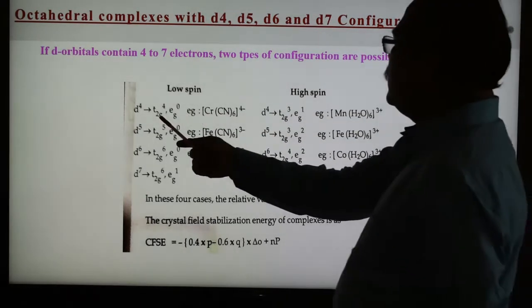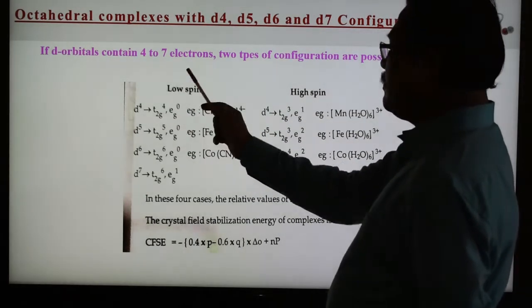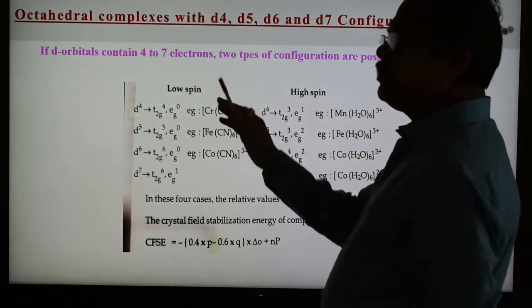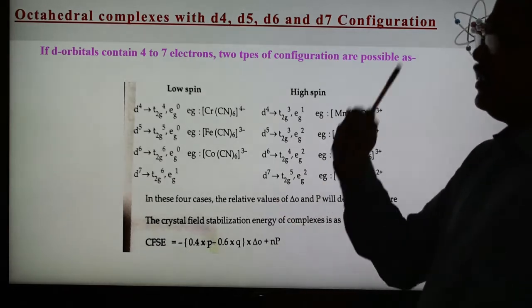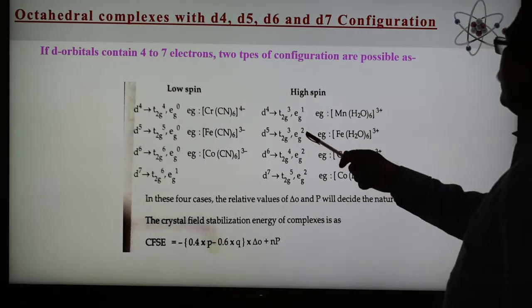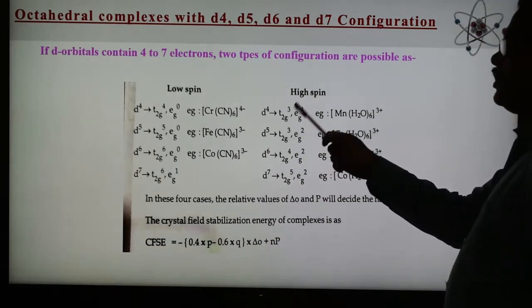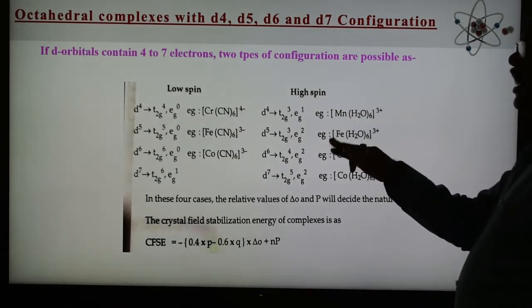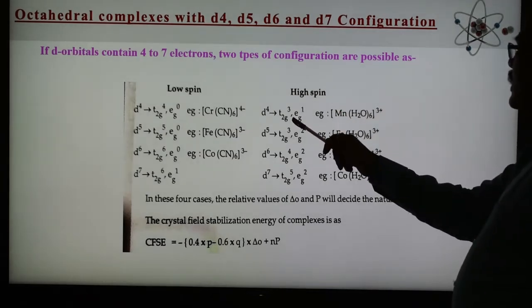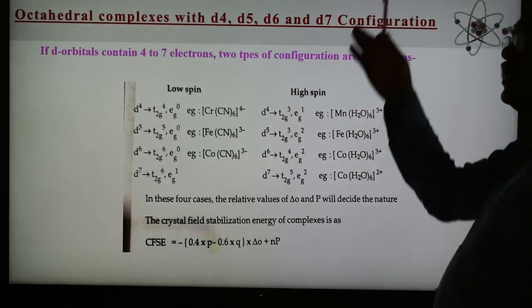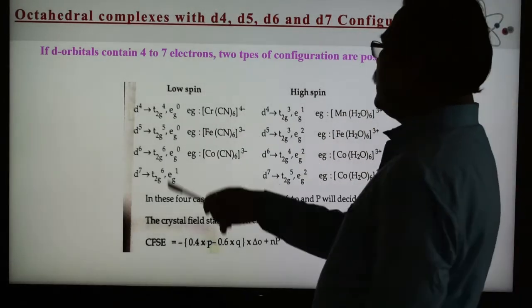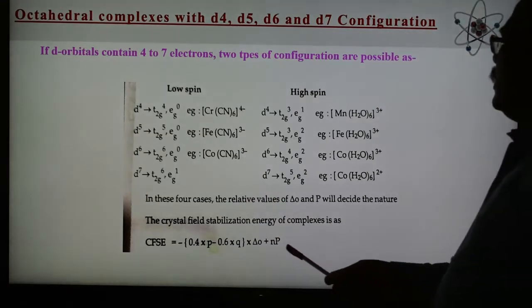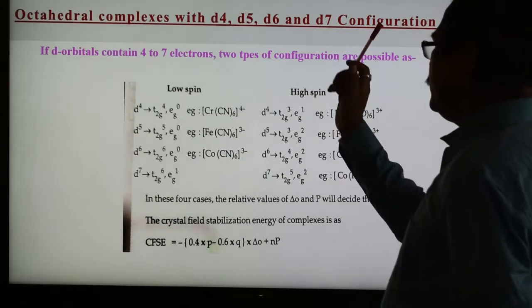In case of d4, t2g4 eg0. What is in the low spin? The t2g orbital is filled first, and then after completing the t2g orbital, the electron will go to the eg orbital. However, in case of high spin, the first three electrons go to the t2g, one electron each, and after that the fourth electron will go to the eg orbital, because delta O is small. Here delta O is large, and that is the low spin and this is the high spin.